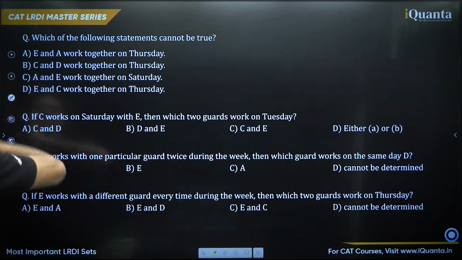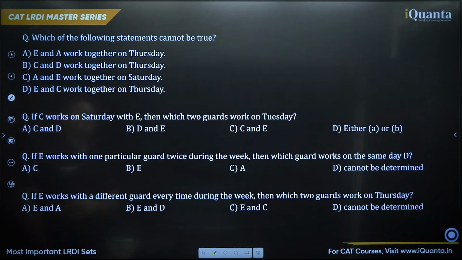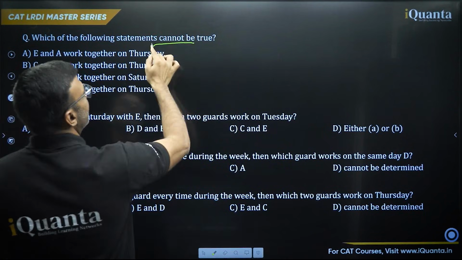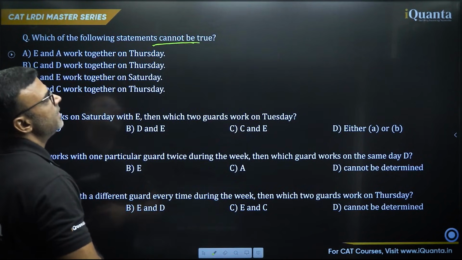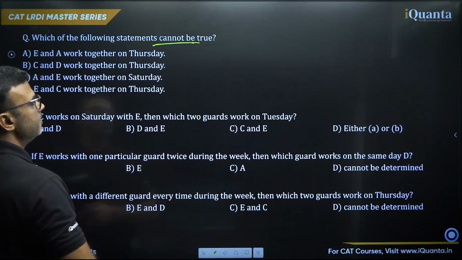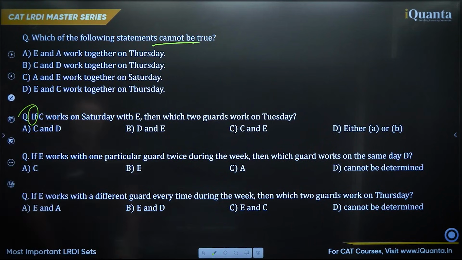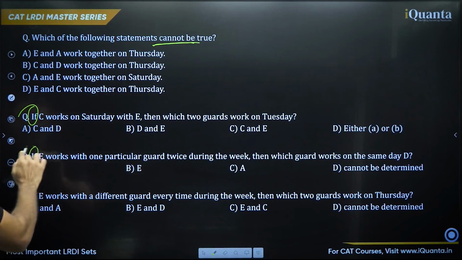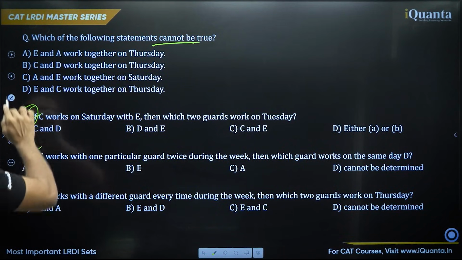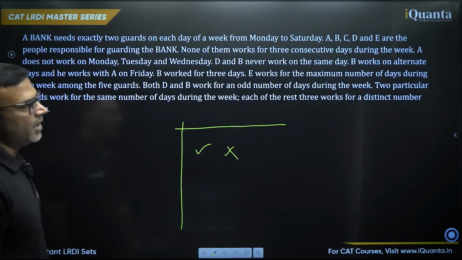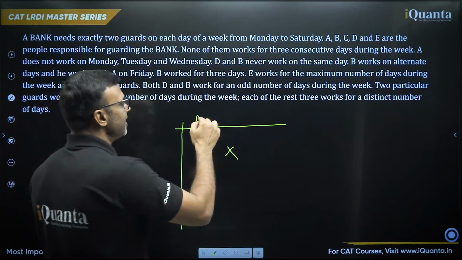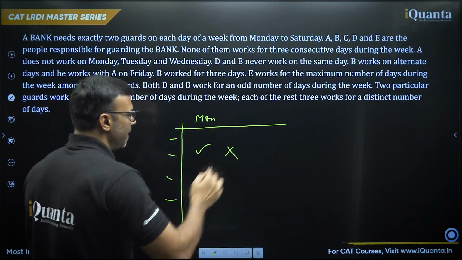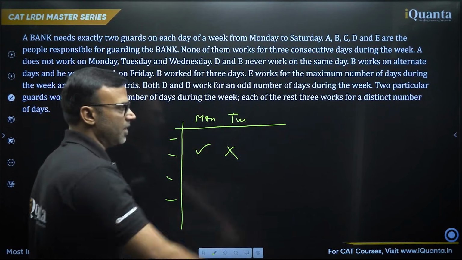Let's take a look at the questions. Which of the following statements cannot be true? Cannot be. So this gives us an idea that we will not be able to definitely identify all the combinations. Very clearly, extra information is given in the question. That means the information given here may not be good enough to exactly identify who all are working on Monday, who all are working on Tuesday, and so on and so forth.